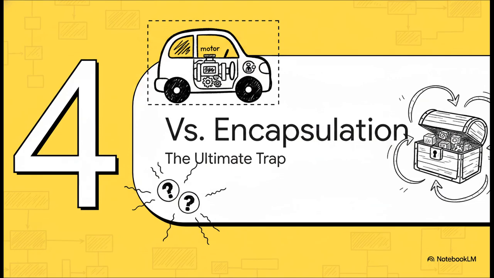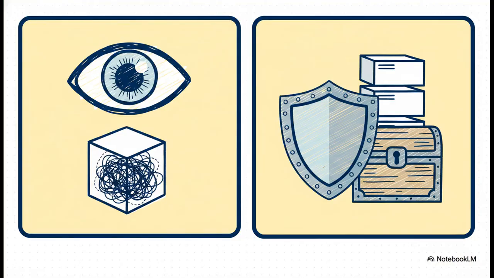Section 4. Abstraction versus Encapsulation, the ultimate trap. Now, what's really interesting about this concept is the difference between design and security. Abstraction is a design-level concept. It hides complexity to simplify the system for the user. It focuses entirely on what the object can do. Encapsulation, however, is a security-level concept. It hides your raw data to protect it from being messed with from the outside. It focuses on how the data is managed and protected.